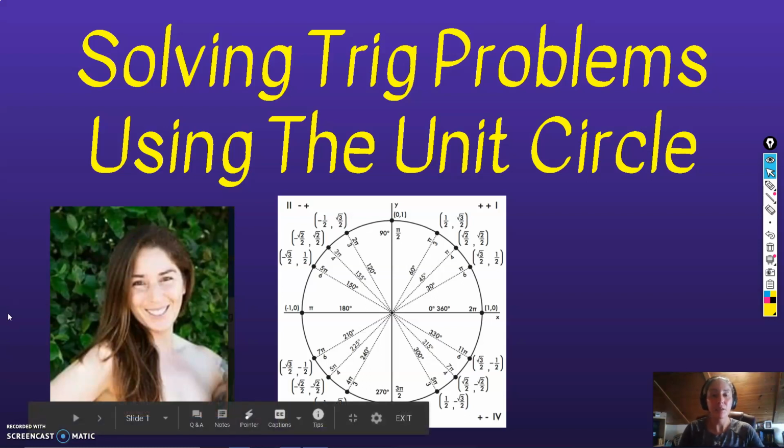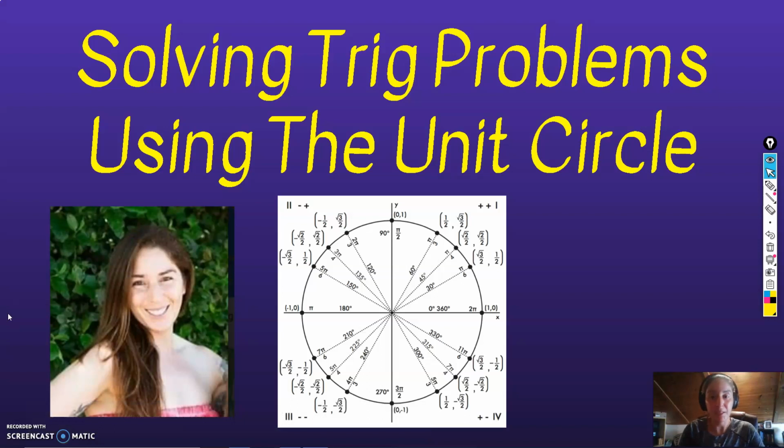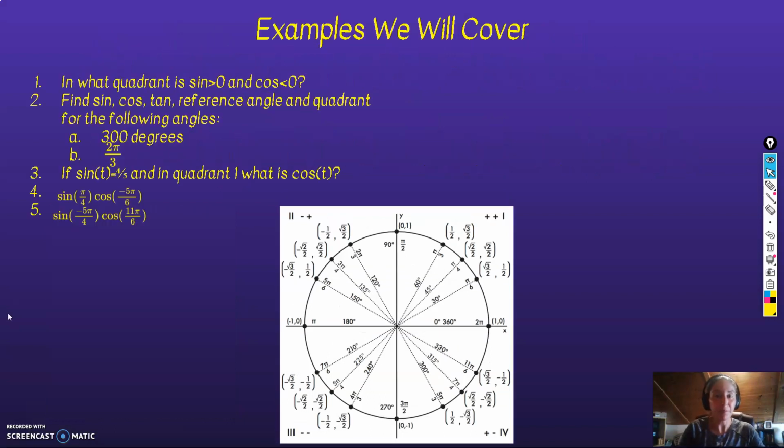In this video, we're going to go through a couple of example problems, and we can just see them here. We're going to solve all of them by using the unit circle. In what quadrant is sine greater than 0 and cosine greater than 0? We're going to find the sine, cosine, tangent, the reference angle, and the quadrant for 300 degrees and 2 pi over 3. We're going to answer the question: if sine of t equals 4/5 and it's in quadrant 1, what is cosine of t?